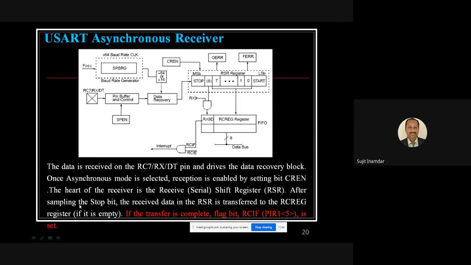After sampling the stop bit, once the stop bit is received, the received data in RSR is transferred to RC-REG, meaning it is sent here.